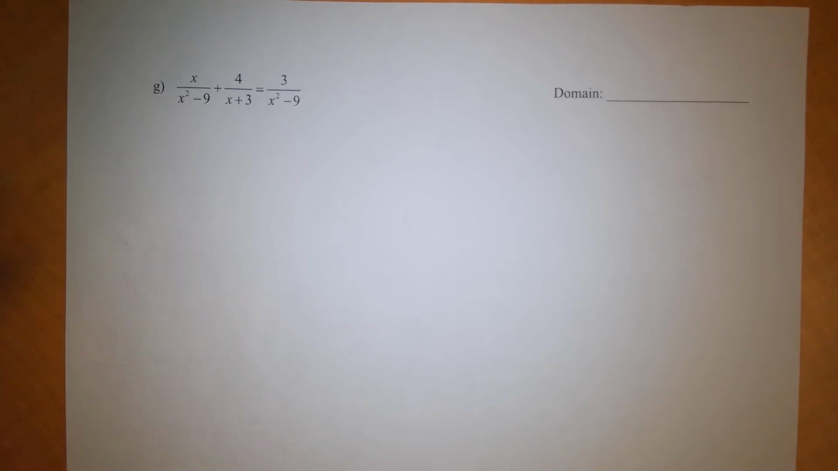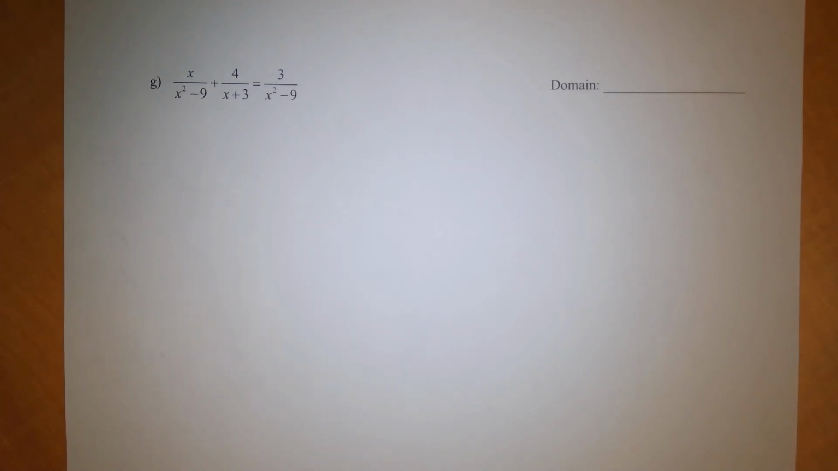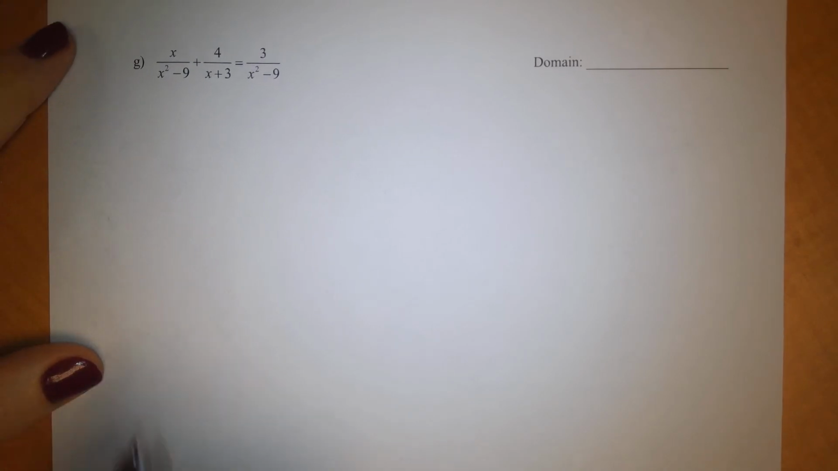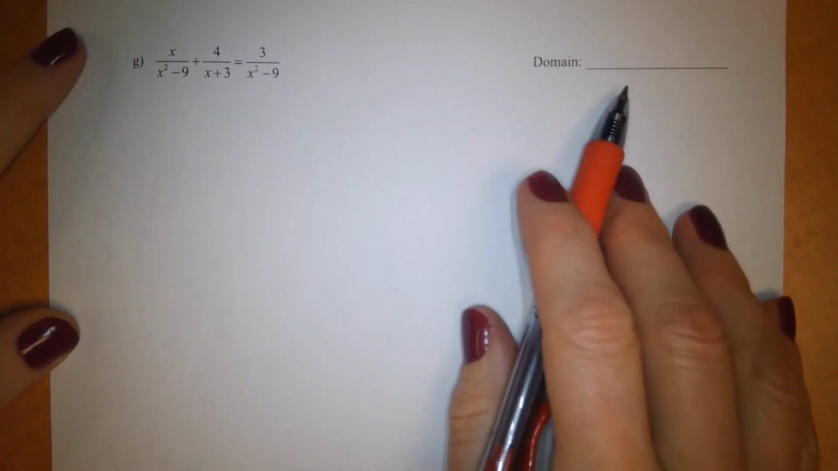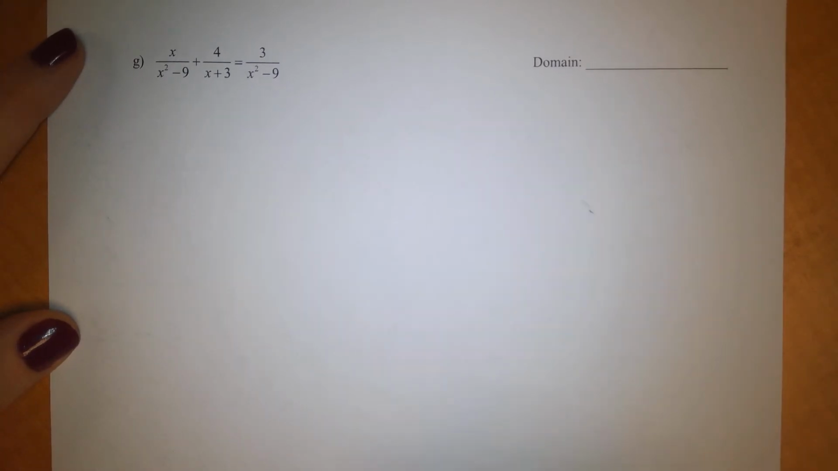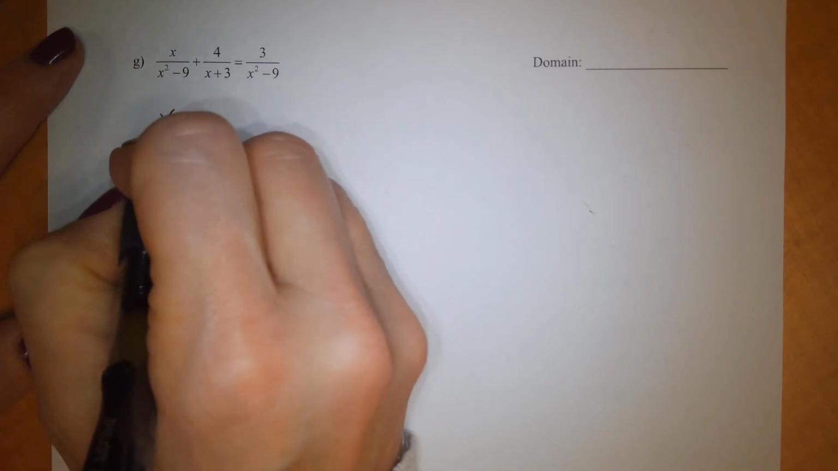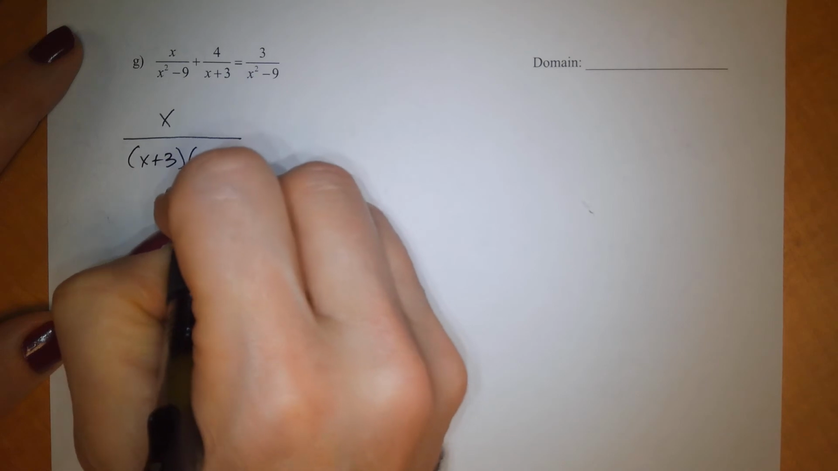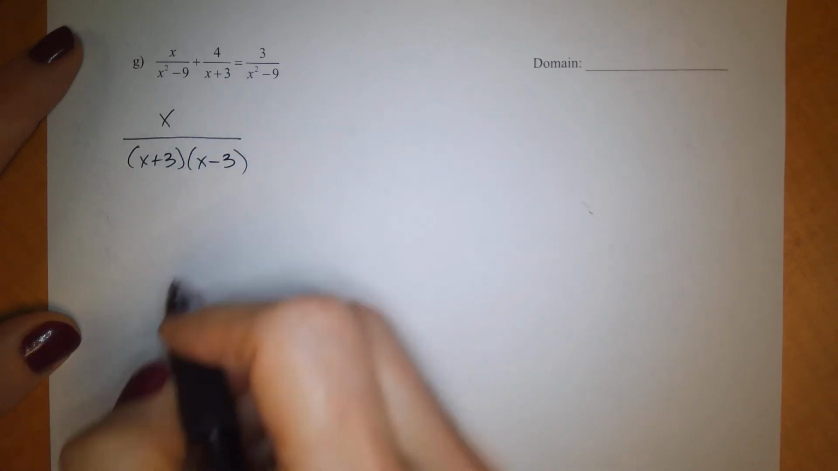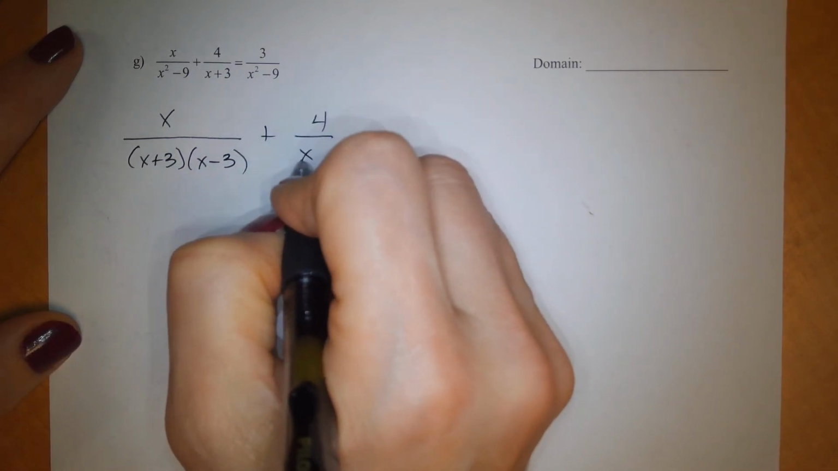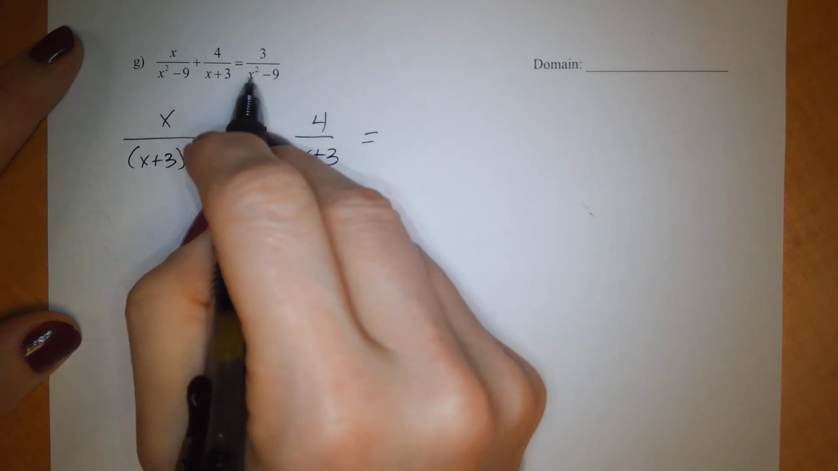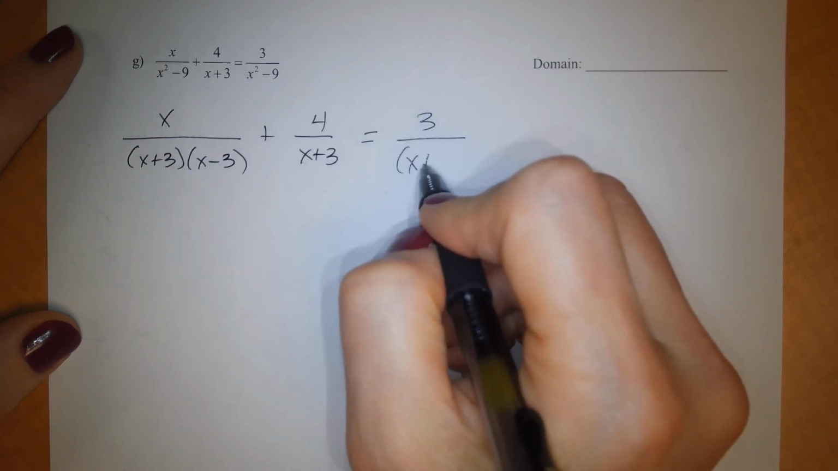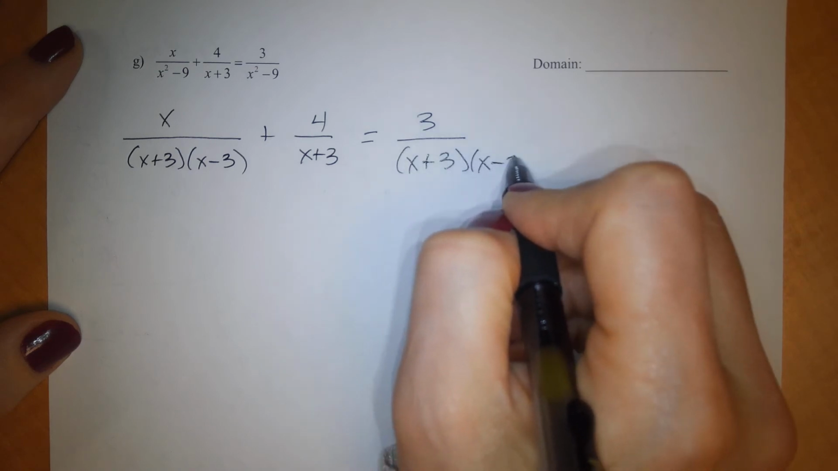Last one. On the back side, we'll do it very similar to what we did the last question. First thing we want to do is factor the denominator because it makes it easier to determine what our domain is. So first I'm going to factor. This is the difference of squares. So it's x plus 3, x minus 3. This is also the difference of squares. It's the same factor. X plus 3, x minus 3.